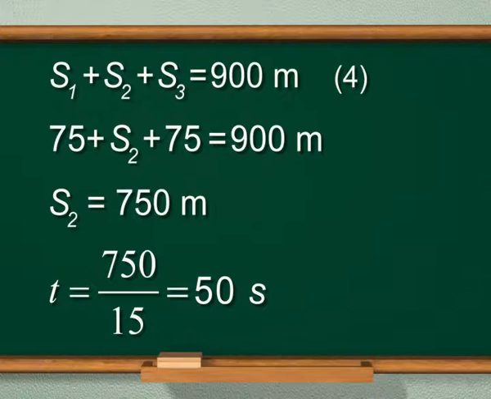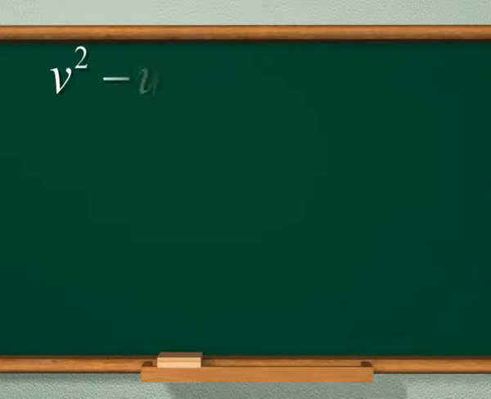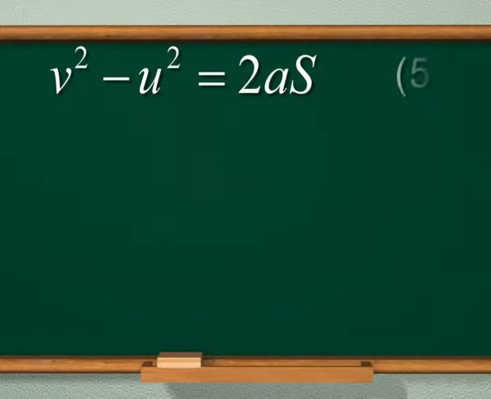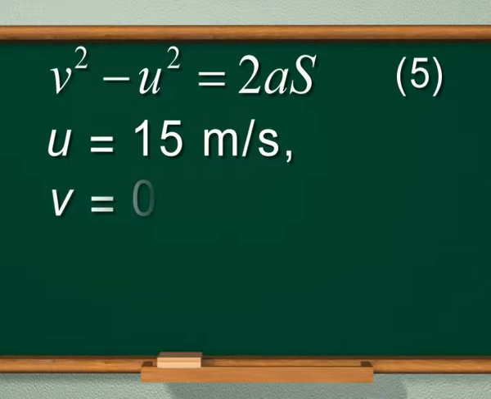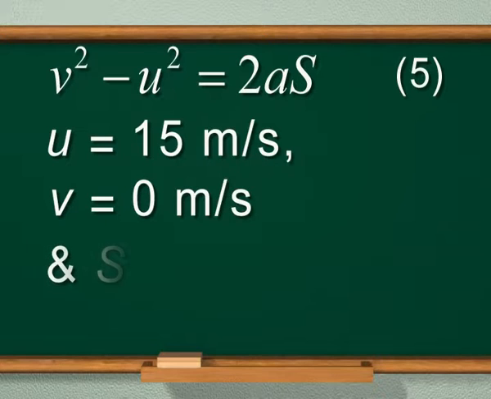Now, for the third part of the motion, we use the equation of motion consisting of velocity displacement relation for finding the retardation. Since the velocity displacement relation is expressed by the equation v square minus u square is equal to 2as as equation 5. So here initial velocity u is equal to 15 meter per second. Final velocity v is equal to 0 meter per second and distance covered s is equal to 75 meter.